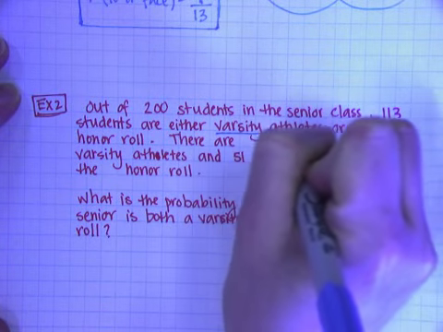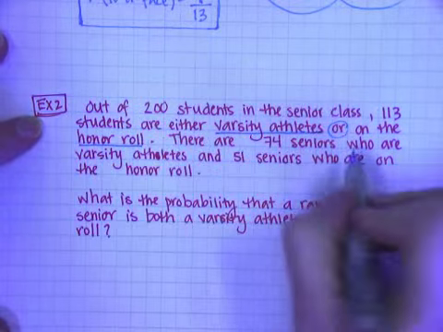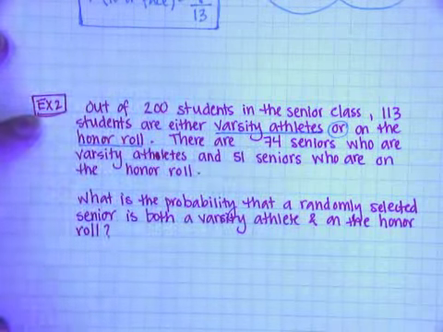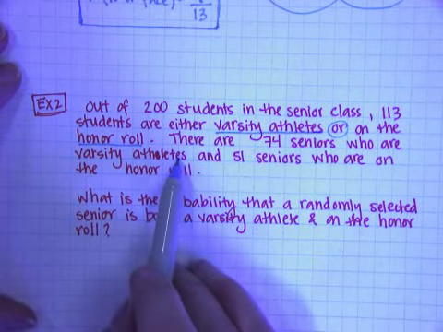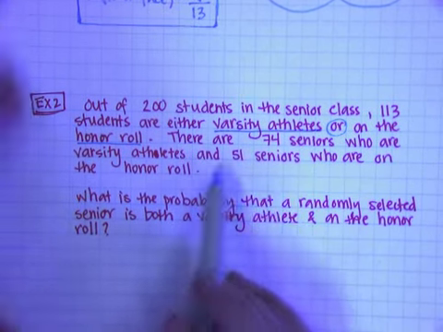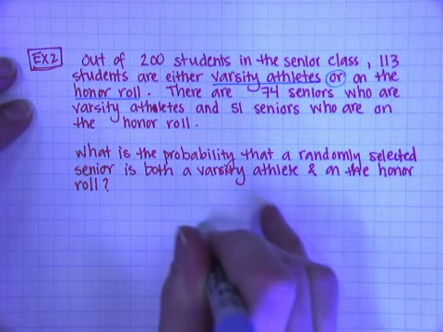So varsity athlete is going to be one of my categories, or on the honor roll. And I'm using that "or" to help me figure out what my two categories are. There are 74 seniors who are varsity athletes and 51 seniors who are on the honor roll. Okay, so let's start putting that information into a category, right?